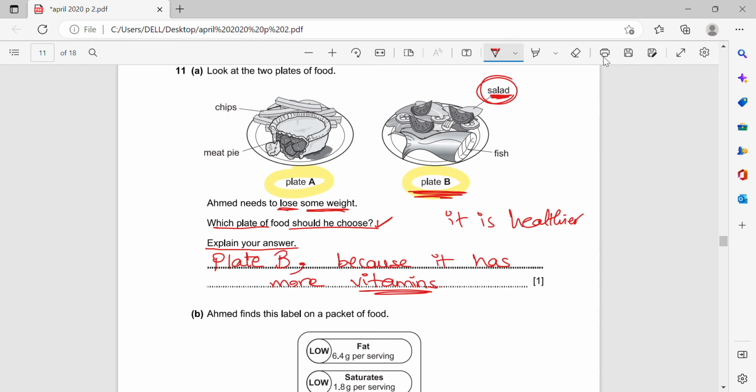هل هنا انت كده جاوبت على السؤال؟ لا غلط. If you write healthier you will get no marks. Okay? You have to be more specific. You have to mention why it is healthier. It's healthier because it has more vitamins. Okay.